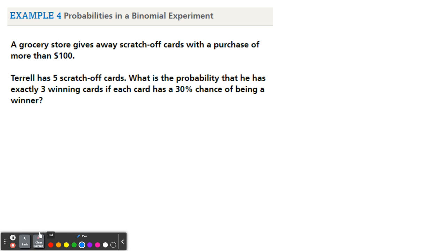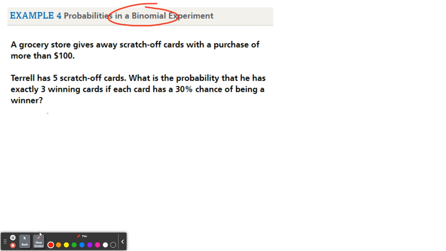All right, so this is our last example for this video. It says, a grocery store gives away scratch-off cards with a purchase of more than $100. Terrell has 5 scratch-off cards. What is the probability that he has exactly 3 winning cards if each card has a 30% chance of being a winner? So this is binomial.